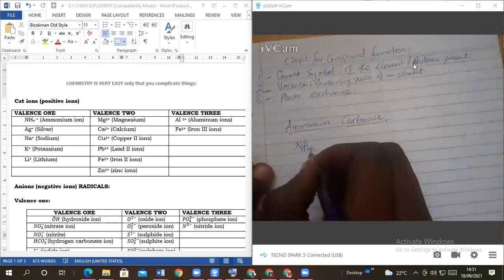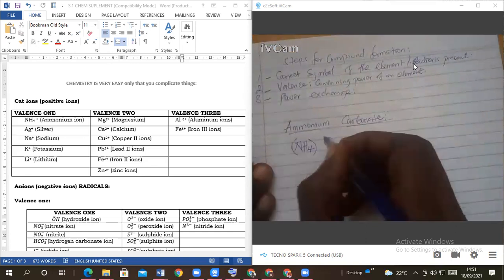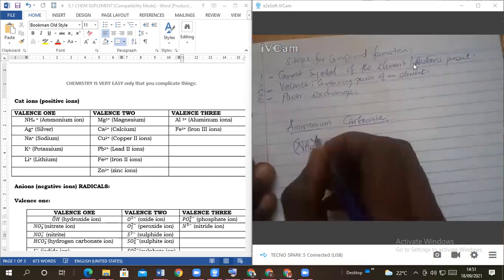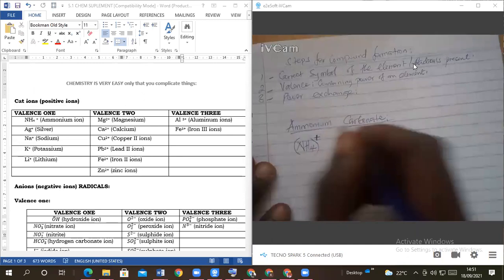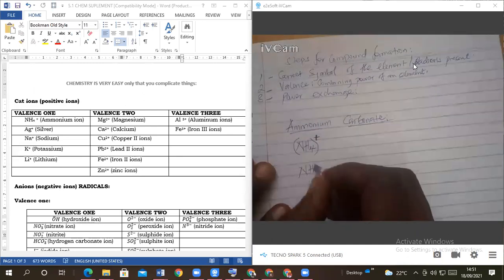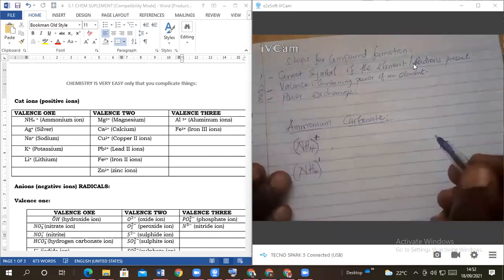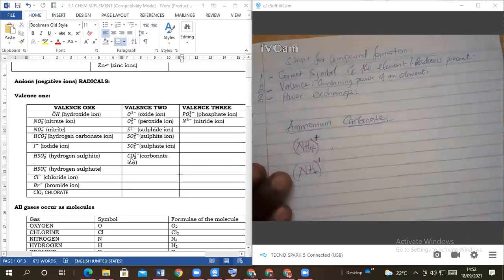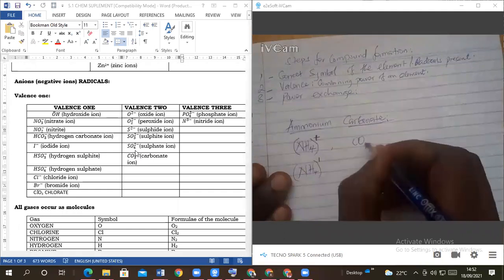Ammonium is written as NH4. What is its valency? It is 1. Either you put 1 or plus 1, it is up to you. For me, I'm used to 1. So we put ammonium here with a 1 on top. Then we have a carbonate. You run straight to where carbonate is. Carbonate is CO3. What is the valency?